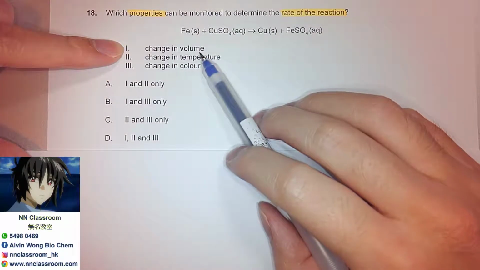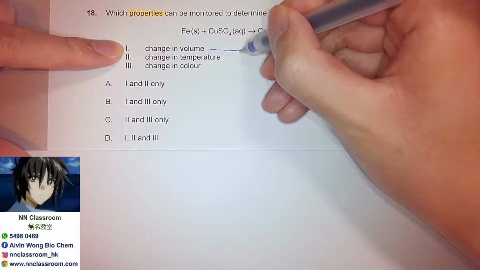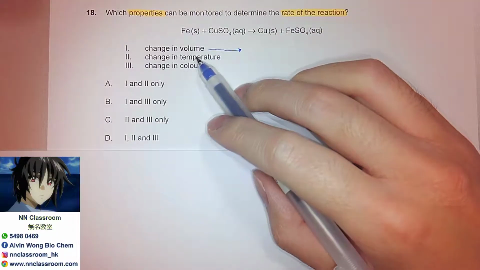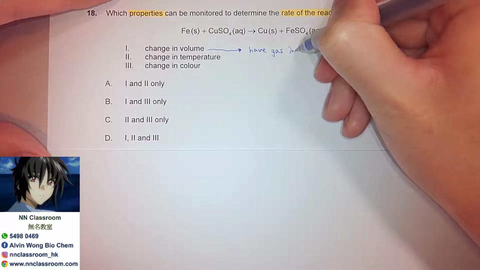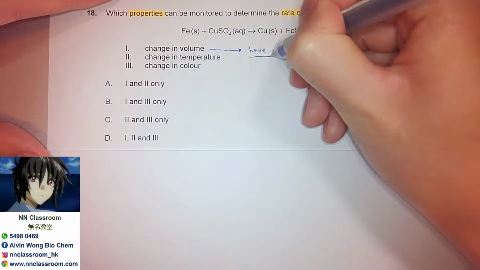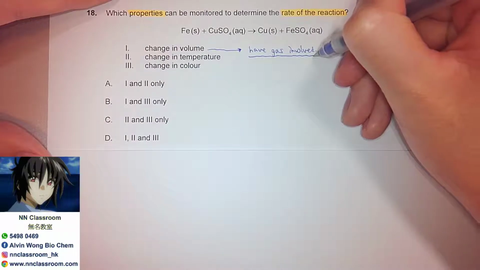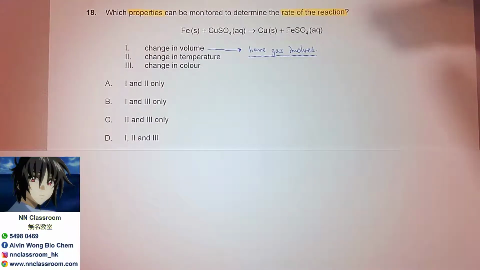The first is the change in volume. Supposedly, anything that is measurable in terms of changing volume must have gas involved, right? Because gas is the easiest one that can be measured using a gas syringe, pressure sensor, or any other parameters that take a look into the gas volume.